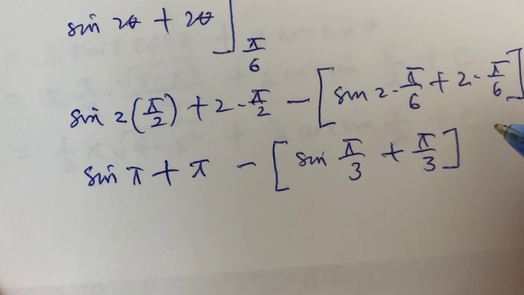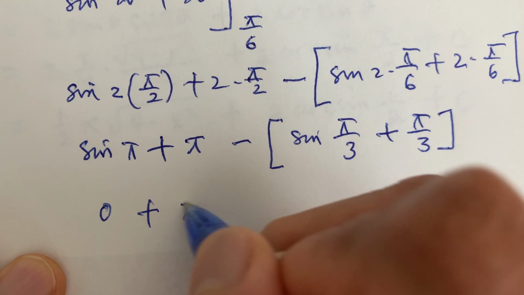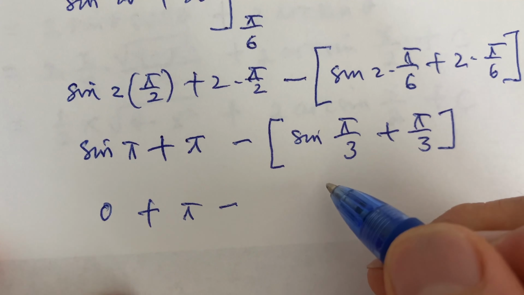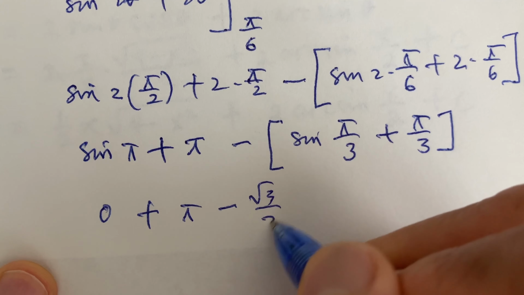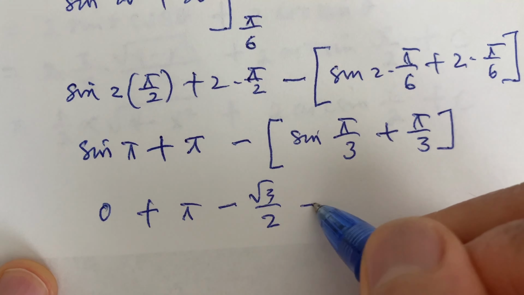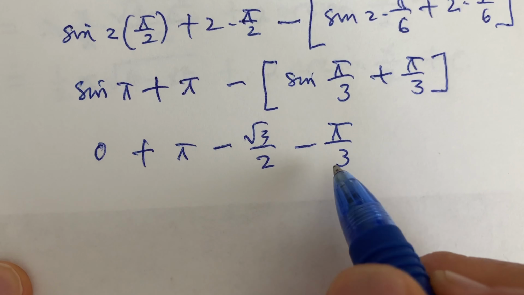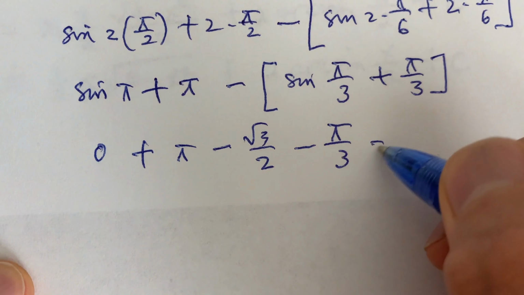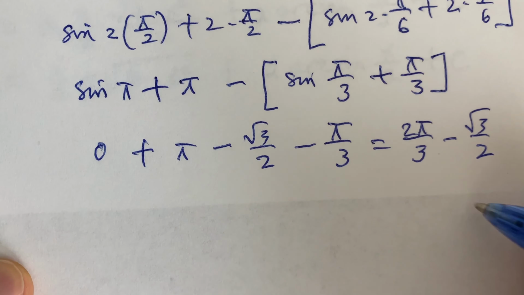So simplifying everything, sine pi is 0. Removing the parentheses now, sine pi over 3 is root 3 over 2. This will now become negative. And so you have the same answer. Pi minus pi over 3 is 2 pi over 3 minus root 3 over 2. The same answer.